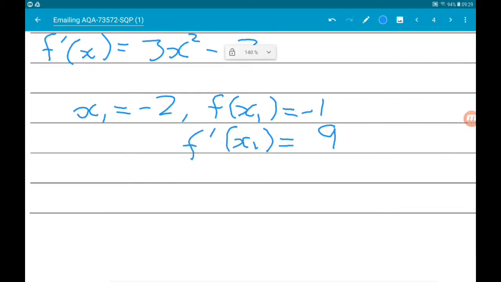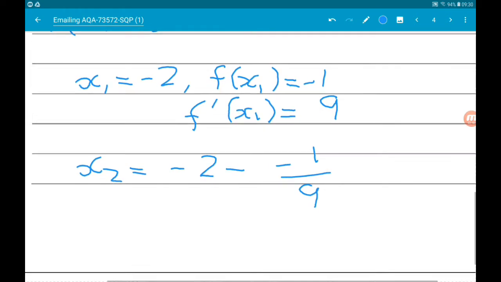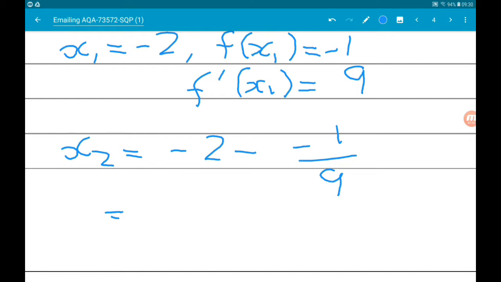So x2 is equal to minus 2 minus minus 1 over 9, which is minus 2 and 1/9, which is minus 17 over 9. Cool.